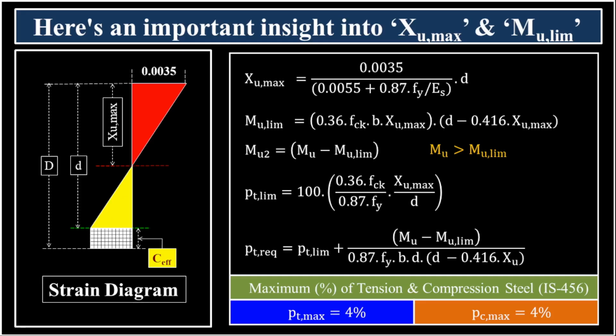The formula for mu lim is mu lim equals 0.36 multiplied by FCK, multiplied by B, multiplied by xu max. This entire quantity is then multiplied by the expression d minus 0.416 times xu max. In these formulas, d is the effective depth of the section. B is the width of the section. Es is the modulus of elasticity of steel, a constant value. Fy is the characteristic strength of the steel reinforcement.